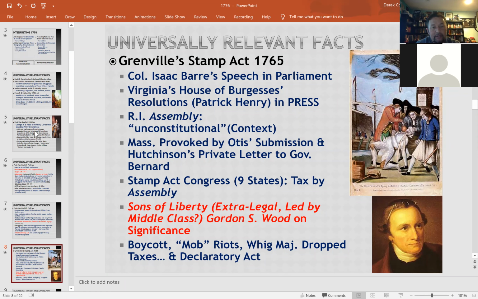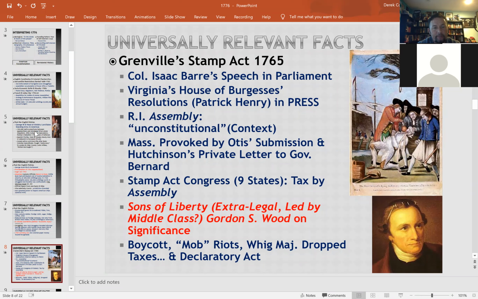Rhode Island's assembly, now we're talking about the Stamp Act. And the Stamp Act is no longer an external tax on imports. This is an internal domestic tax that is demanded of the colonists for anything that involved the printing of paper. And so the Rhode Island Assembly declared it to be unconstitutional.